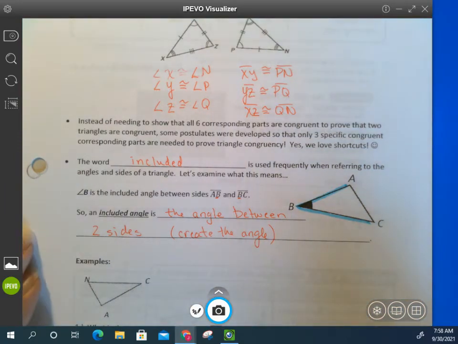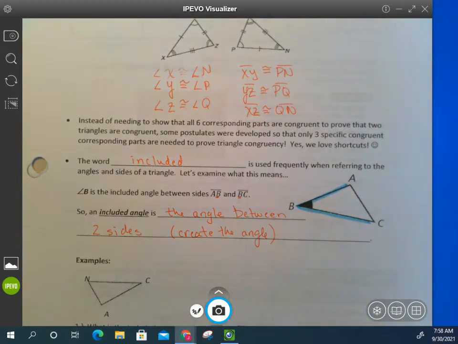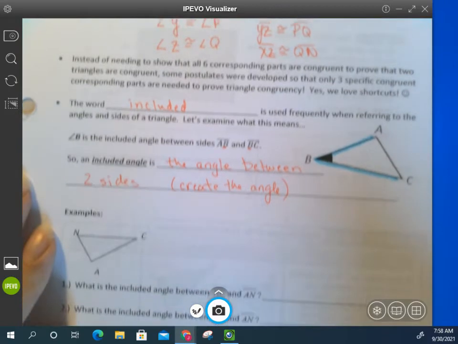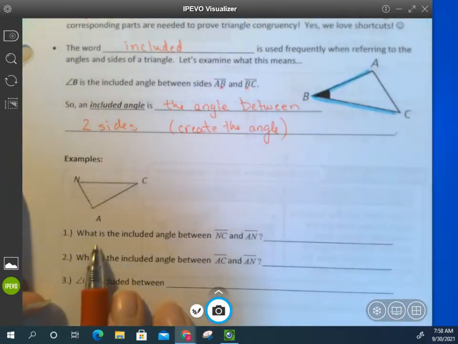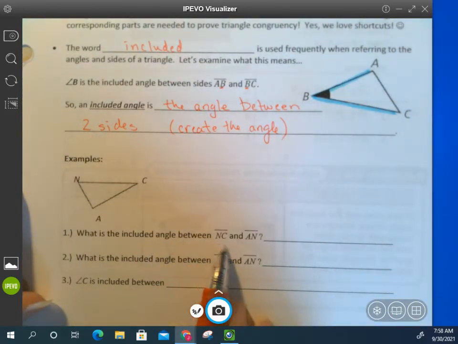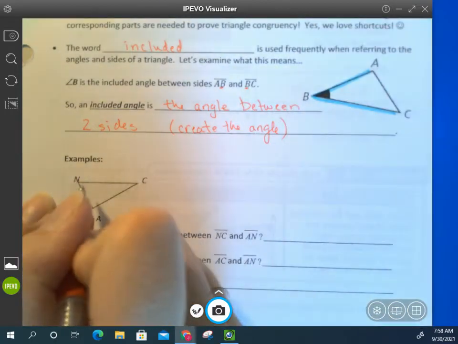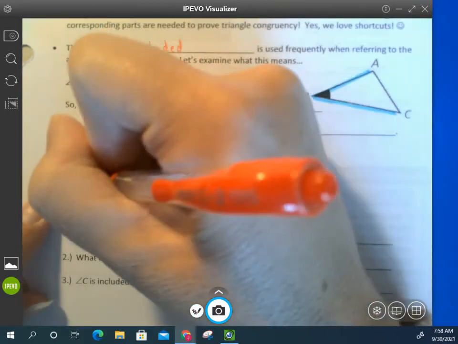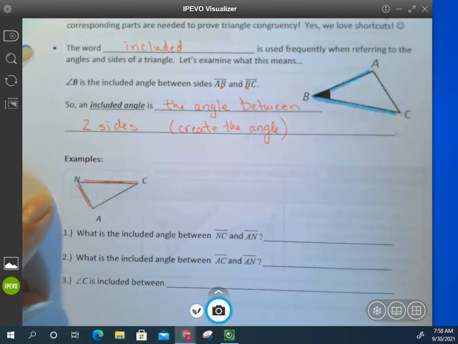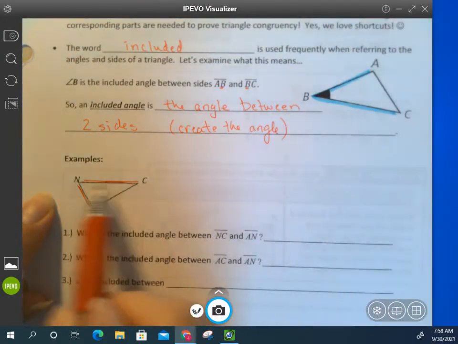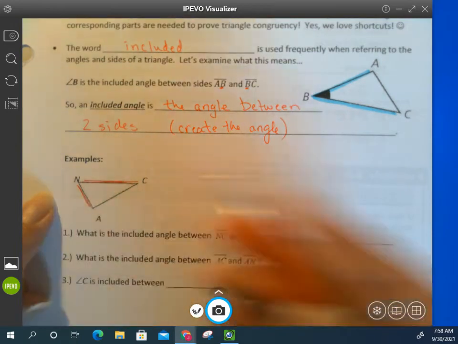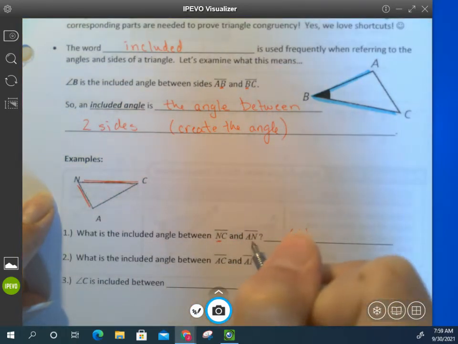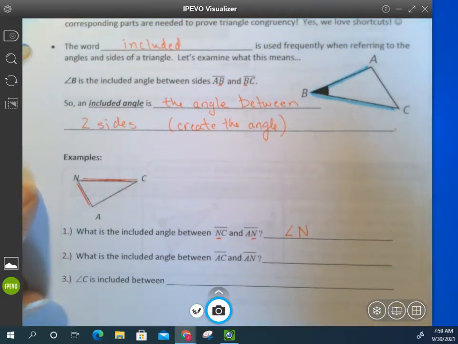All right, so we have some examples. And I know this seems like a little thing, but it actually makes a big difference because it's how we prove things. So look down here. What is the included angle between NC and AN? Okay, so here's NC. I'm going to trace that in red. And AN is right here. So what's the included angle? Well, between NC and NA is angle N. Again, do you see that they both have the N in their side? That's how I know it's right there.